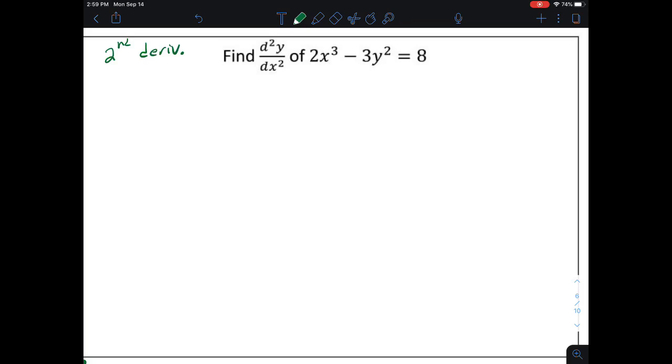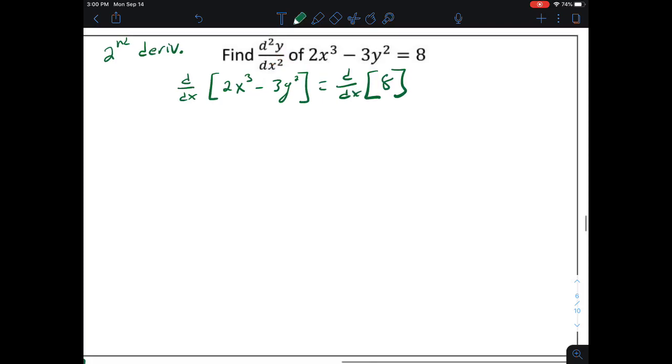Well, we're going to take the derivative of both sides of this equation. So I'm going to take the derivative of the left with respect to x. And I'm going to take the derivative of the right-hand side with respect to x. Why with respect to x? Because that's what it tells me down here. Take the derivative with respect to x by having the dx on the bottom. All right, so now we differentiate.